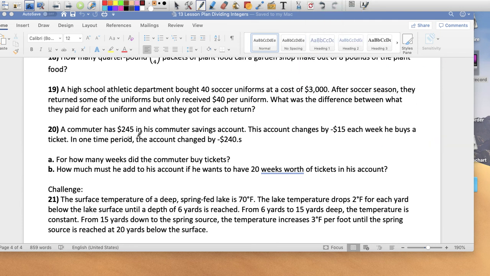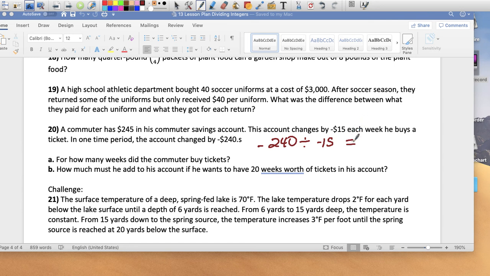A commuter has $245 in his savings account. It changes by negative 15 because he buys a ticket. In one time period, the account changed by negative 240. How many weeks did the commuter buy tickets? So 240 divided by negative 15. So that's how much he spent. This is total spent, and this is how much he spent per week. Alexa, what's 240 divided by 15?